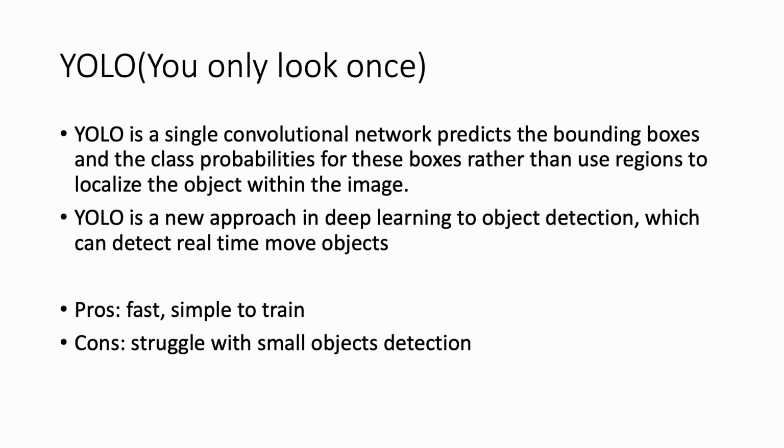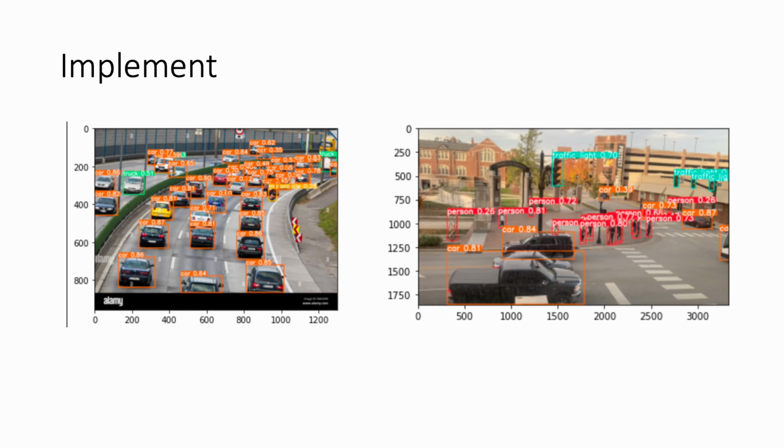Last, I want to talk about YOLO. It's a new approach in deep learning to object detection compared to the other two, and it's a single convolutional neural network that predicts the bounding boxes and the class probabilities for these boxes, rather than using a region to localize the object within the image. Some pros, like it's simple to train, and the training speed is also very fast, but it struggles to detect small objects. We can see that using YOLO, it can almost capture all the objects in the photo, like traffic lights, people, cars.